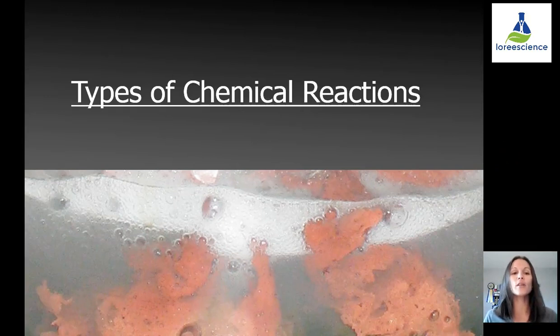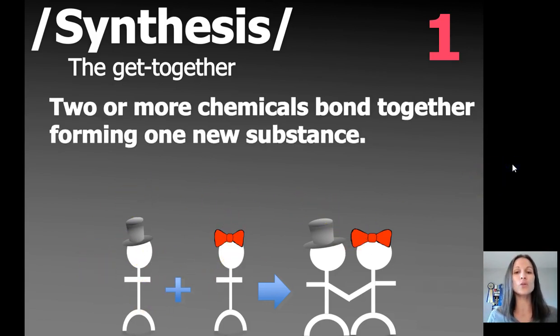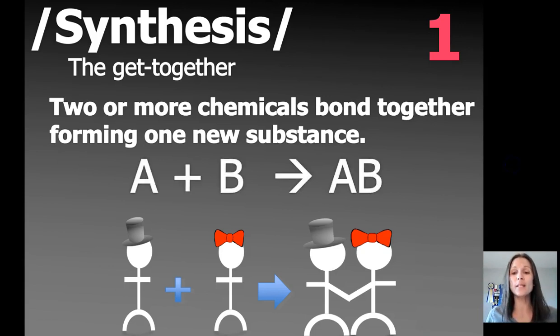In this lesson, we're going to take a look at the 5 main types of chemical reactions. The first type is known as the synthesis, or the get-together reaction. So if you look at it, you have 2 simple chemicals as reactants, and you end up with one product on the other side. So when you're looking at a chemical equation, you can recognize a synthesis reaction by having 2 reactants and 1 product. So 2 or more chemicals bonding together to form a new substance.